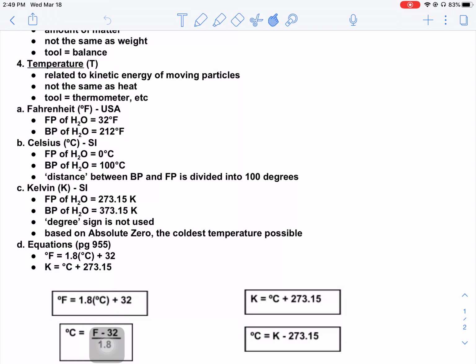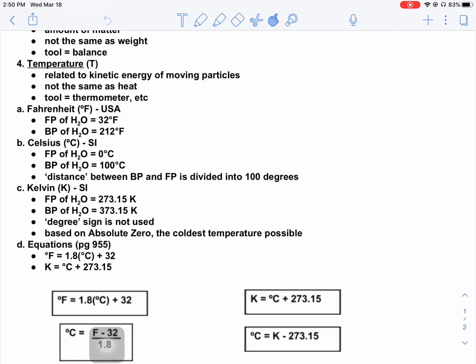Celsius actually has two different ways of measuring temperature. One is the Celsius scale and one is the Kelvin scale. We'll start with Celsius. Celsius is based on the freezing point and boiling point of water, freezing being 0 and boiling being 100. Then we take that distance and we divide it into 100 equal increments to get degrees. Sometimes it's called the centigrade scale.